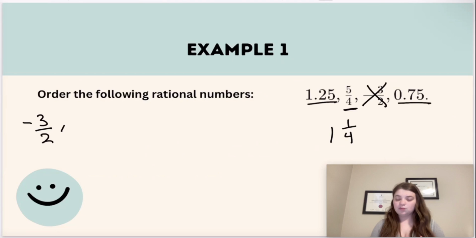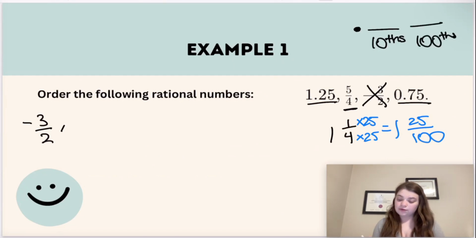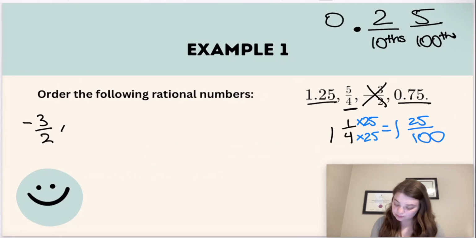Now, I want to go into a little bit more detail as to why that is. If we multiply the 4 by 25, and the 1 by 25, we get 25 over 100. And recall that after the decimal, the first place is the tenths place, and the second place is the hundredths place. And so, therefore, if we have 25 over 100, then we would have 0.25 like this. Now, in this case, since we have a 1, this would be the same as 1.25. And so essentially, 5 over 4 is the same thing as 1.25.